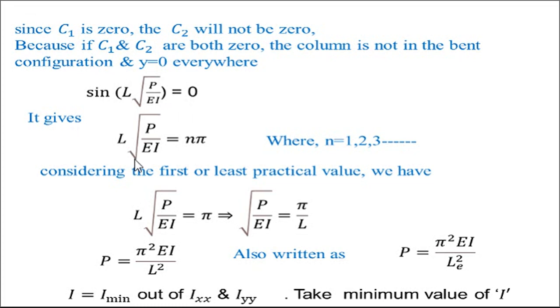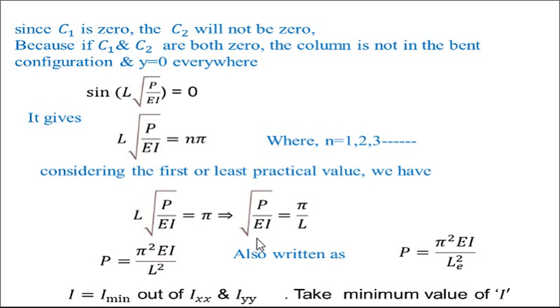If you solve this, L under root of P upon EI will be n pi, where the n value is other than 0, meaning 1, 2, 3, 4, 5. Considering the least practical value, n is 1. If you put that least value in this equation, you will get L under root of P upon EI is equal to pi. So, solving further, under root of P upon EI is equal to pi upon L.